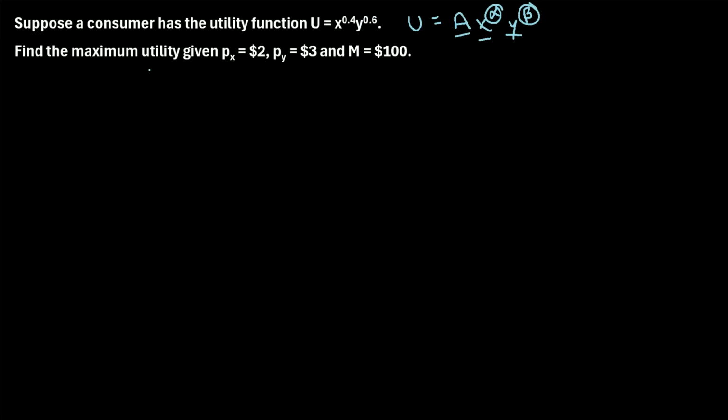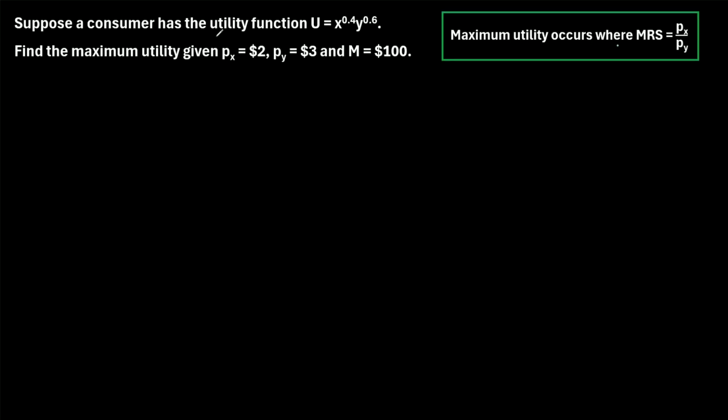We are asked to find the maximum utility given that the price of good x is $2, the price of good y is $3, and your total income, M, is equal to $100. Now, when we are asked to find the maximum utility, there's one really important fact that we need to know, and that is the maximum utility occurs where the marginal rate of substitution is equal to this ratio of the price of good x to the price of good y. So we know the price of good x and we know the price of good y, but we need to figure out what is the marginal rate of substitution.